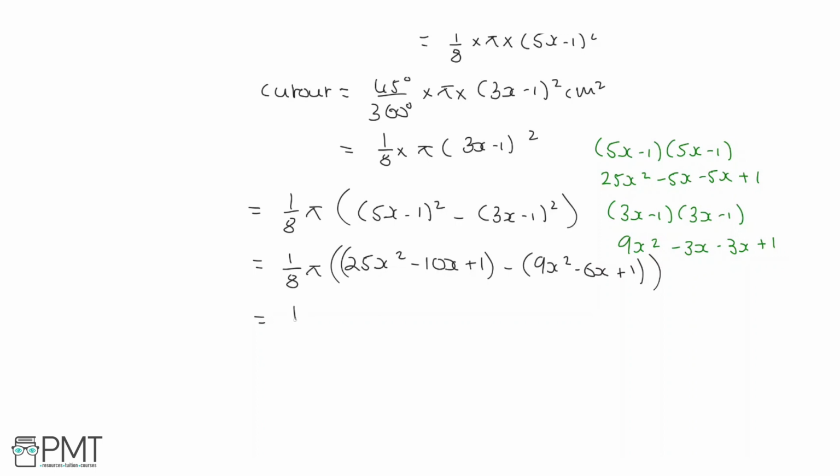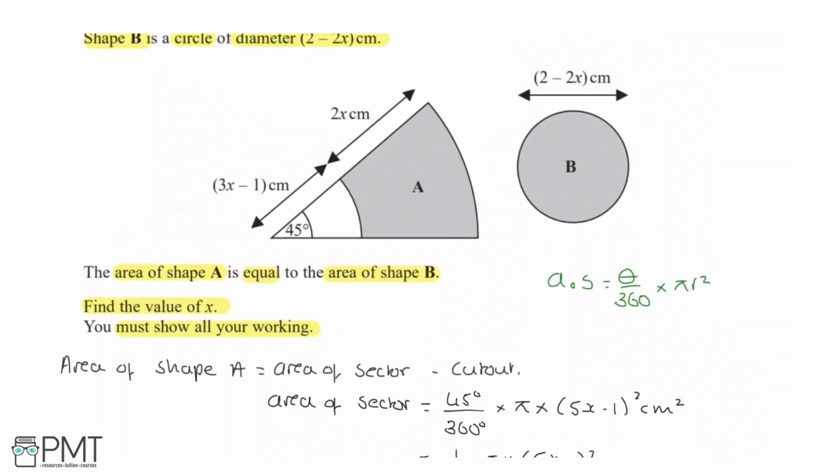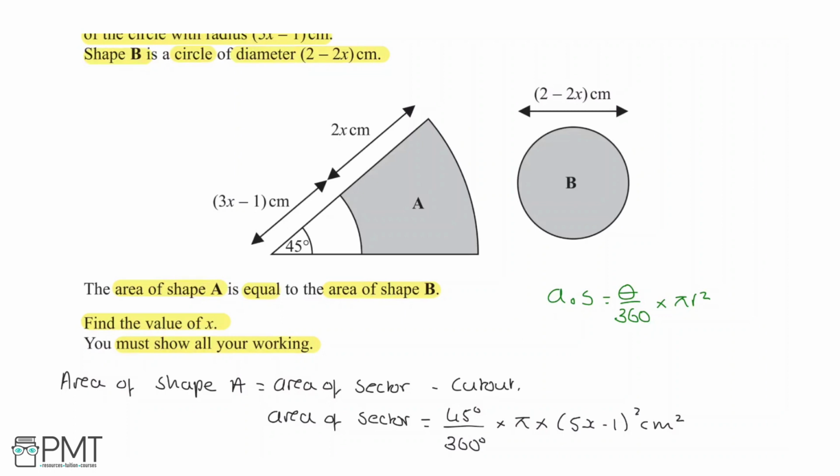Okay, this equals 1 over 8 pi times 25x squared minus 9x squared. We're collecting like terms here, so this is 16x squared. Minus 10x minus minus 6x is minus 4x, so we add the 6x on and we have minus 4x. Now we are going to find the area of shape B, and the area of shape B is just going to be the area of a circle. We know it's going to have a diameter of 2 minus 2x.